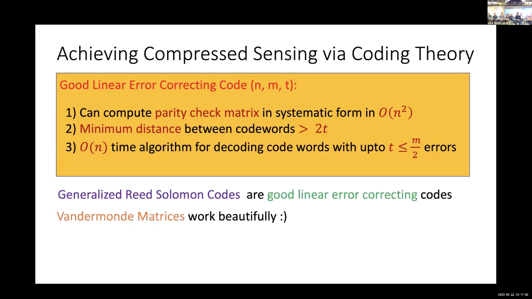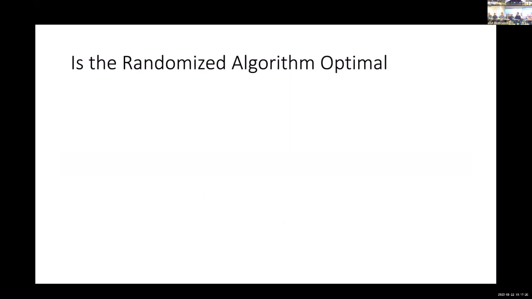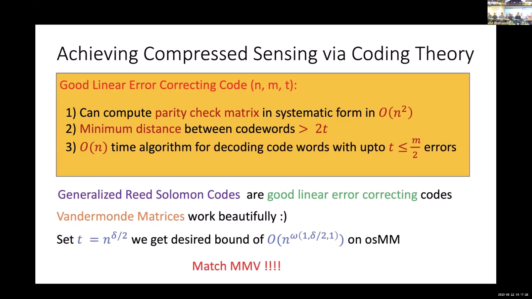Okay, and so now, just generalizing, these codes are good codes, you can make this observation. And then when we set T to be n to the delta over 2, we get our nice running bound, and we actually match them. What is the generalized part of this code? Oh, just like the parity check matrix, the first part is going to be the identity matrix. Okay, so we can go back to the next algorithm.